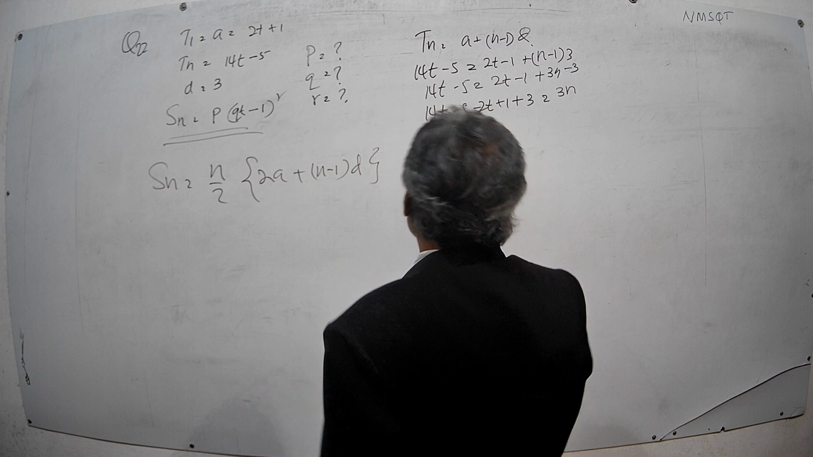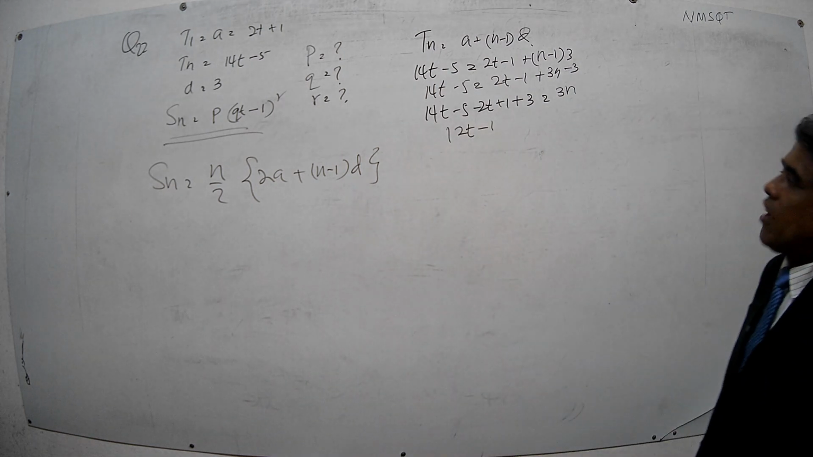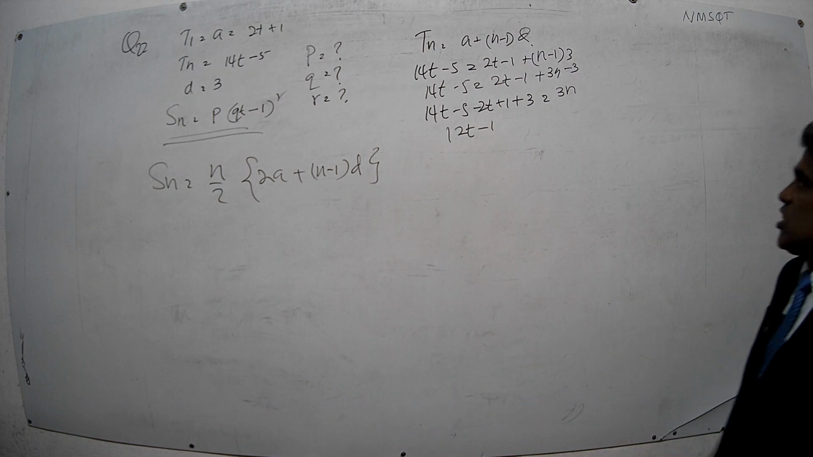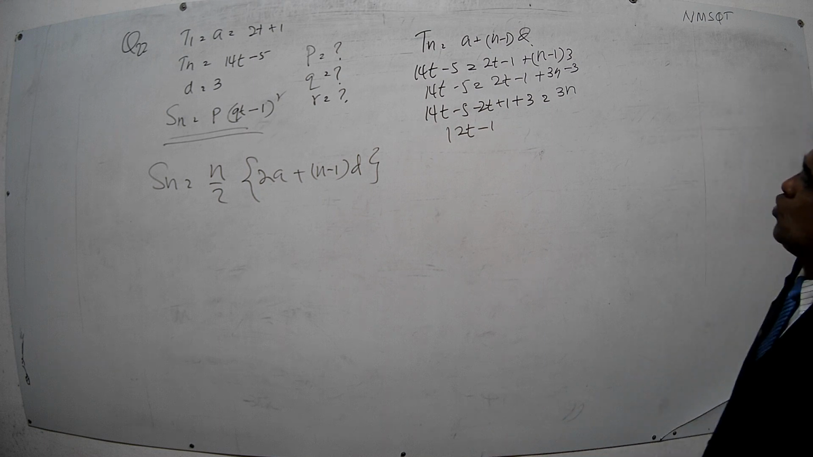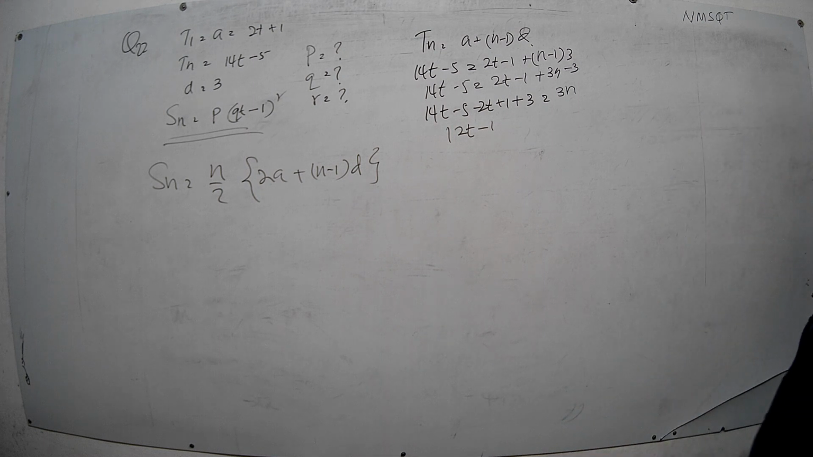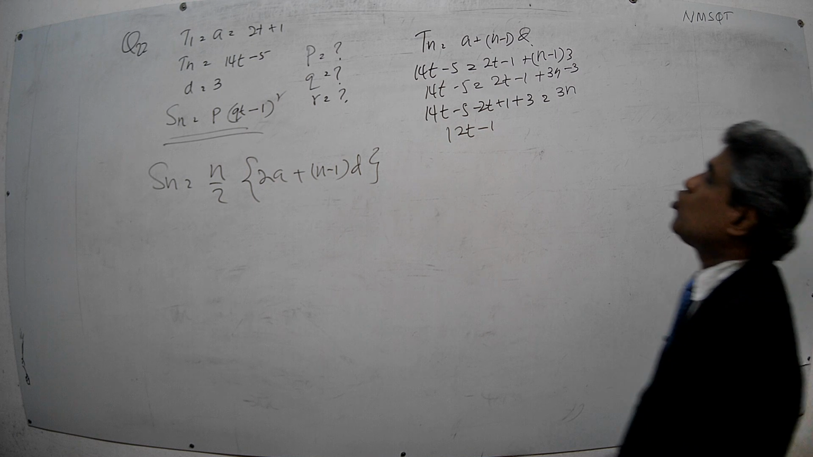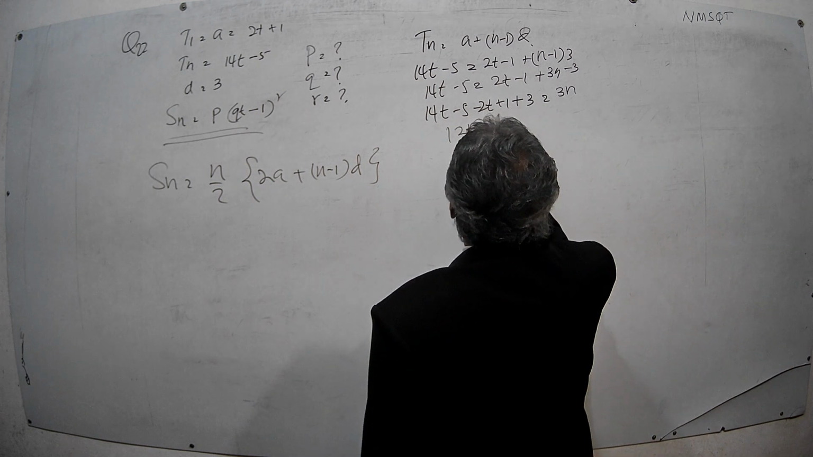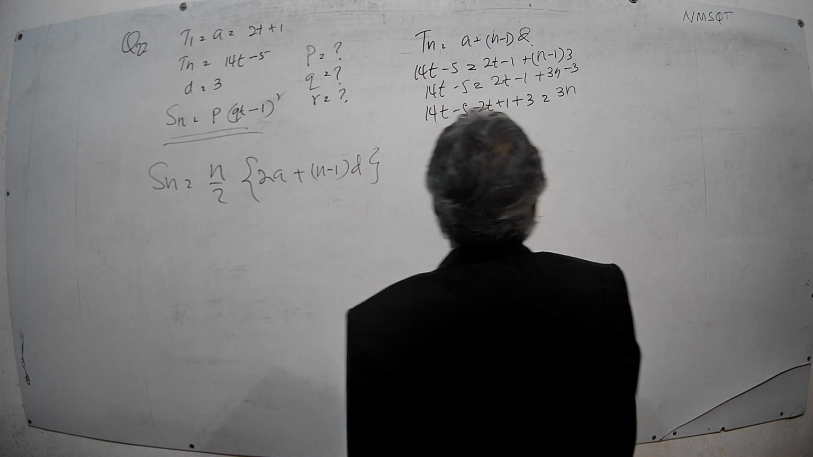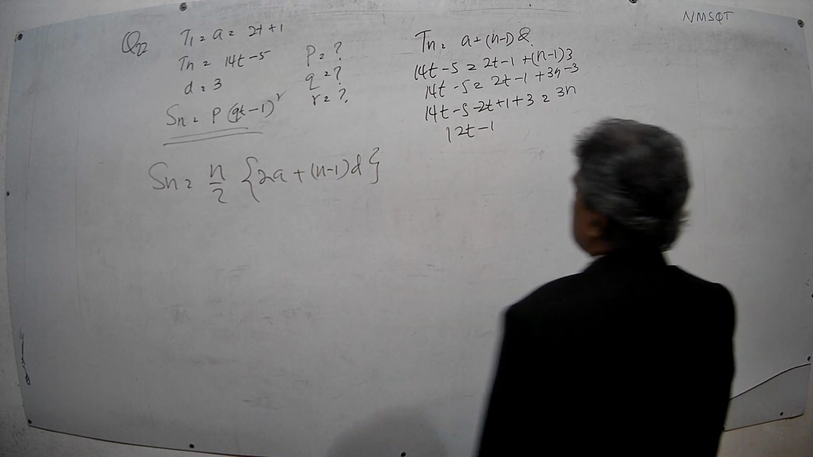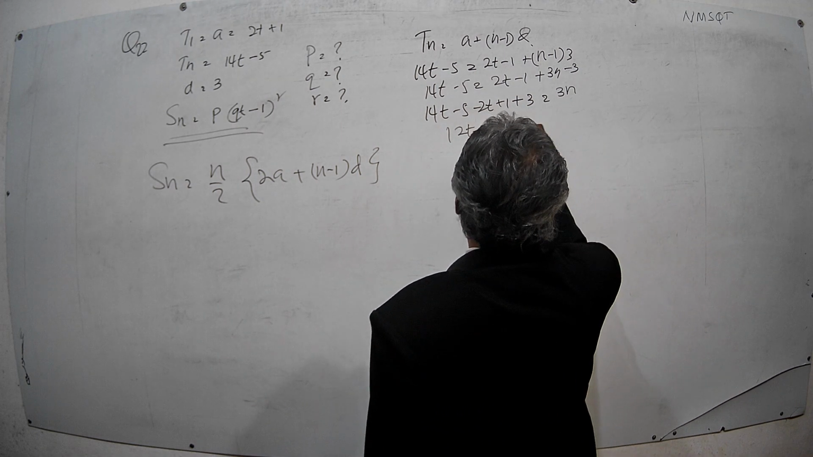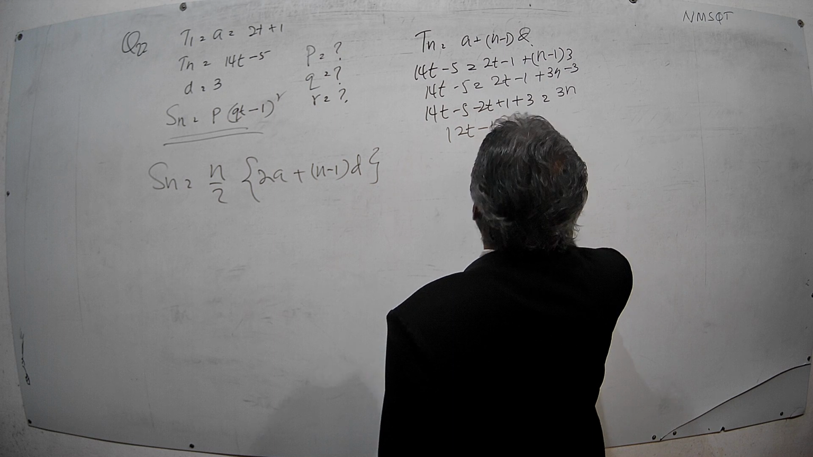Now this is all together. All these terms are simplified. All these terms on this side, there are 1, 2, 3, 4, 5 terms. So all 5 terms can be simplified to 12t minus 1, and equals 3 on this side, and then divide both sides by 3.